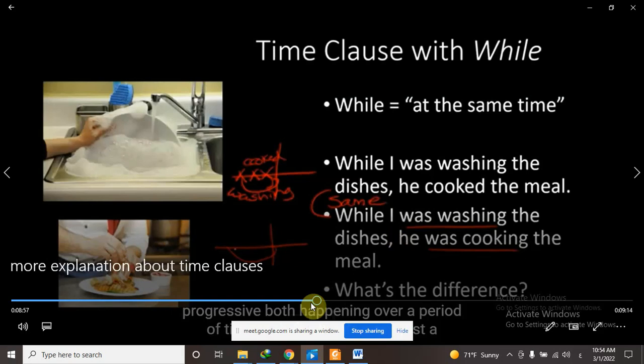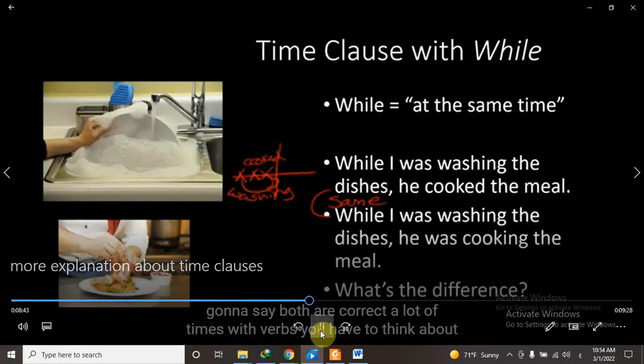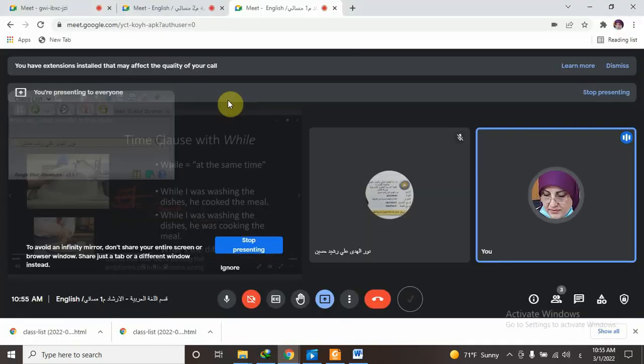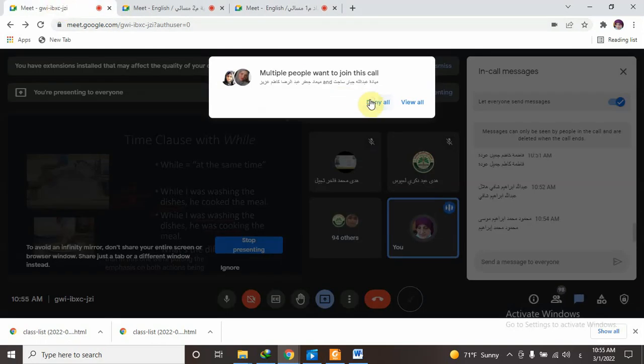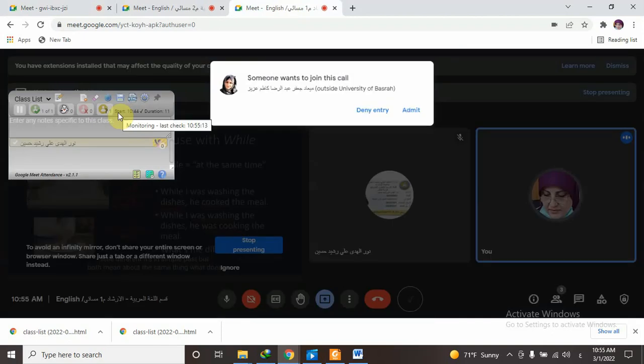So I'm going to repeat what she said in order to understand. You have to think about how you want to express yourself. Do you want to use the past simple or the continuous form? But you should pay attention whether this verb, this action, can be in the progressive or not. And the difference in these sentences is that in this one, we're putting the emphasis on both actions being progressive, both happening over a period of time in the past. This one's just a little different. It's in simple past, but both mean about the same thing.